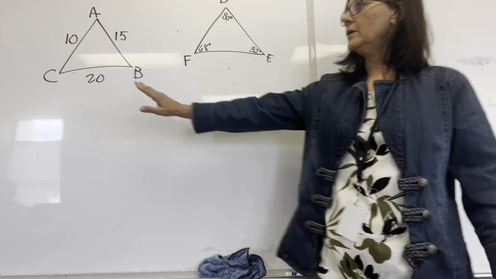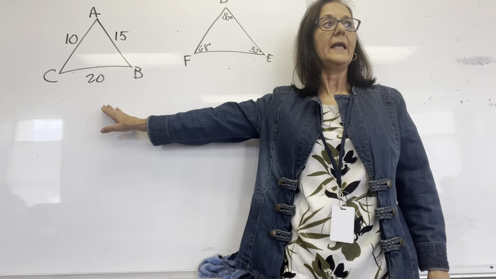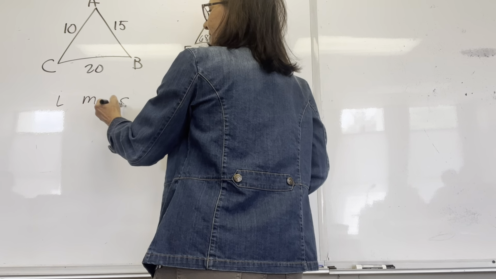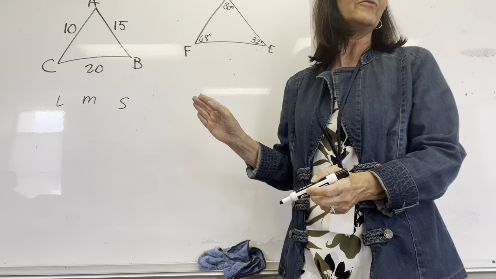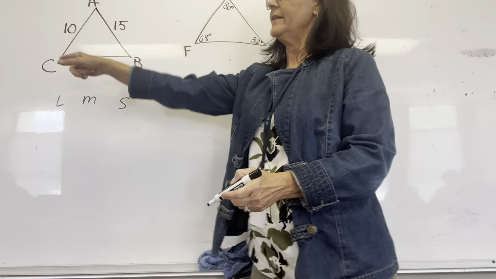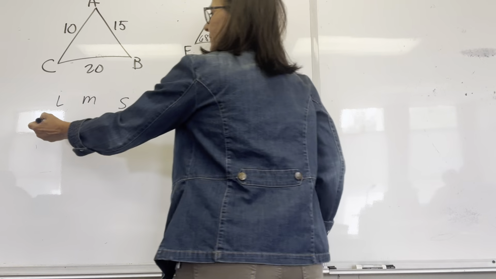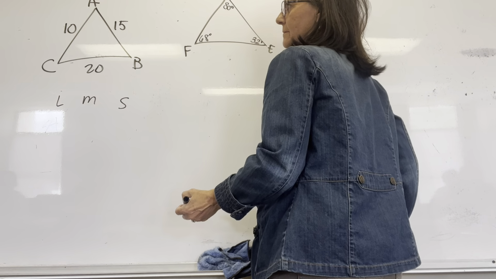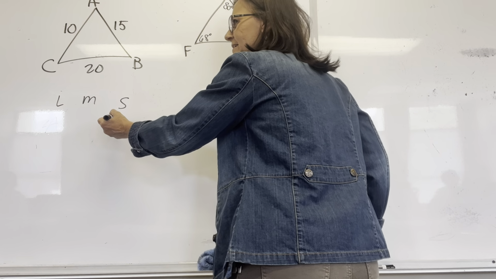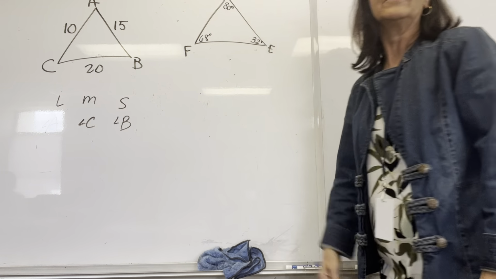In this triangle, what would be the largest angle? Give me the angles, large, medium, and small, largest to smallest. Micah, what's the largest angle in this triangle? Angle A. Leah, what's the smallest? Angle B. Yes, so that would be them ordered largest to smallest.